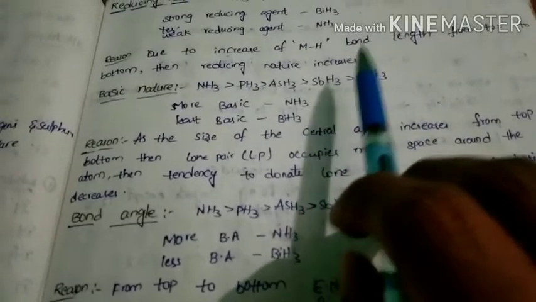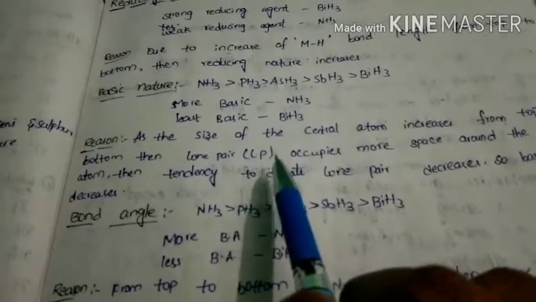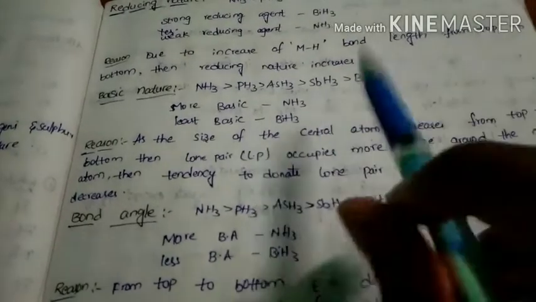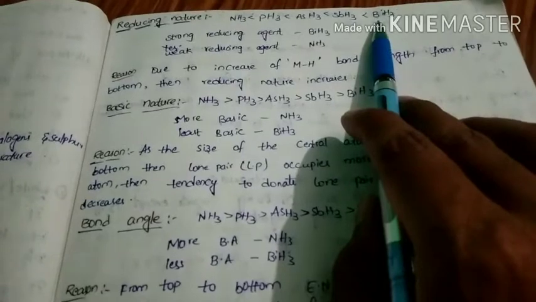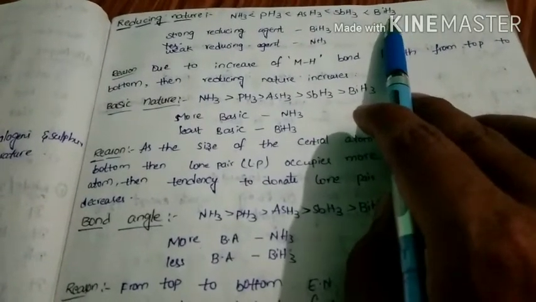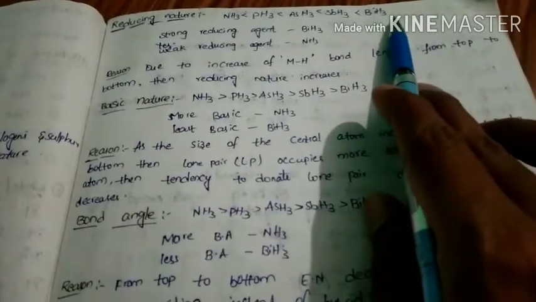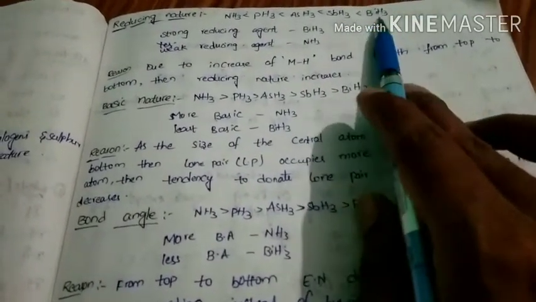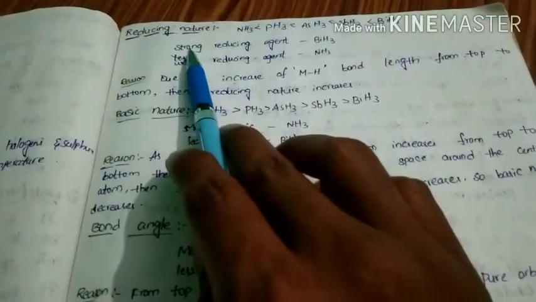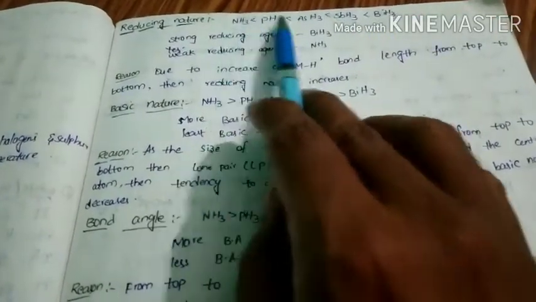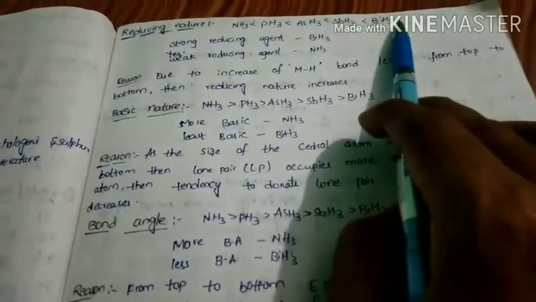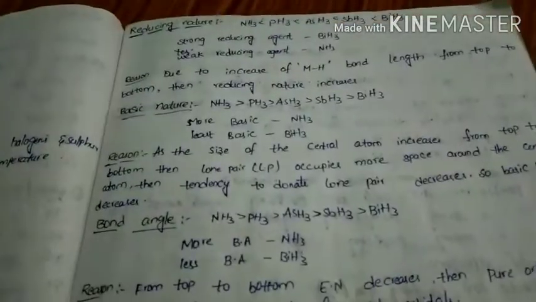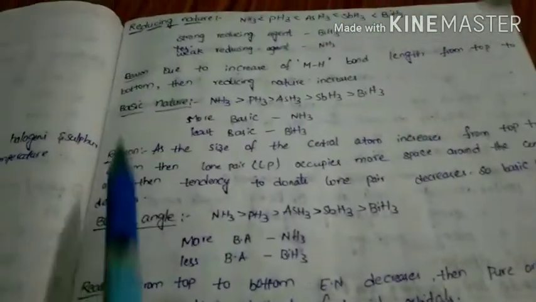If those substances readily lose hydrogens, then reducing nature increases. So from top to bottom, bismuth's atomic size increases, and bond length increases compared to previous cases. If bond length increases, the substance readily loses hydrogens, so it has more reducing nature. In case of reducing nature, NH3 is very less compared to PH3, and PH3 is less compared to AsH3. So like that, this is more, this is less. This is regarding reducing nature.